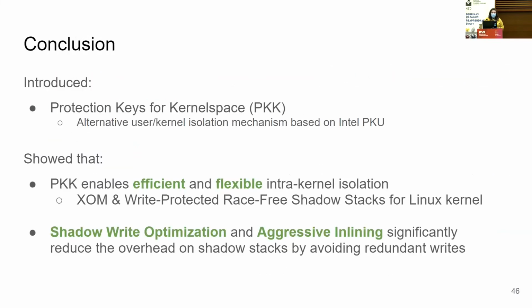So to conclude, we introduced protection keys for kernel space, or PKK, which is an alternative user-kernel isolation that uses PKU in a novel and unconventional way. We saw that PKK enables efficient and flexible intra-kernel isolation. We demonstrated that by building execute-only memory and write-protected, trace-free shadow stacks for the Linux kernel. Finally, we also showed that simple tweaks in the use of the WRPKRU instruction can significantly reduce the overhead, even for security policies that demonstrate high domain switching rates, such as protected shadow stacks.